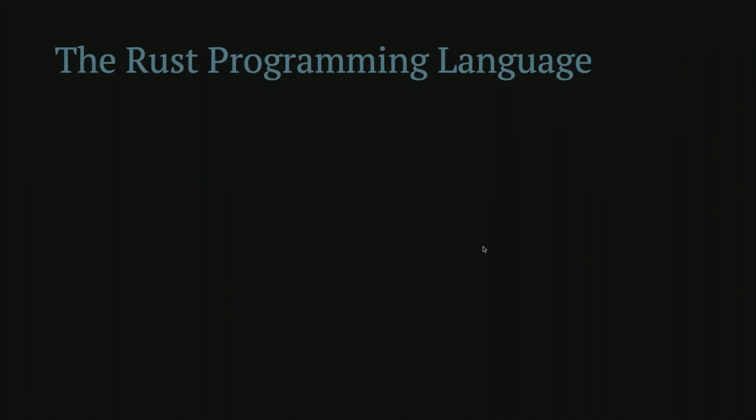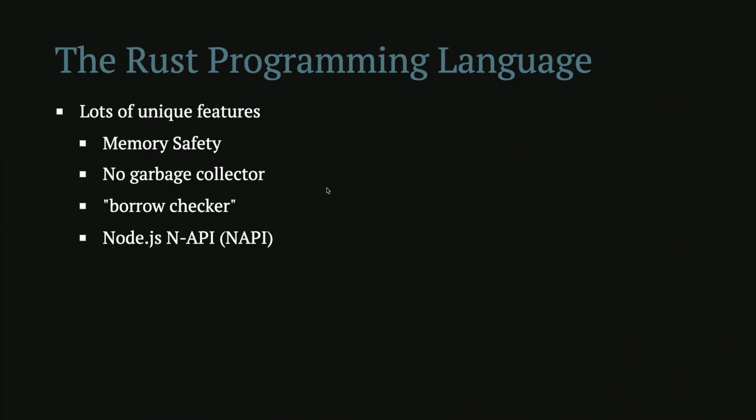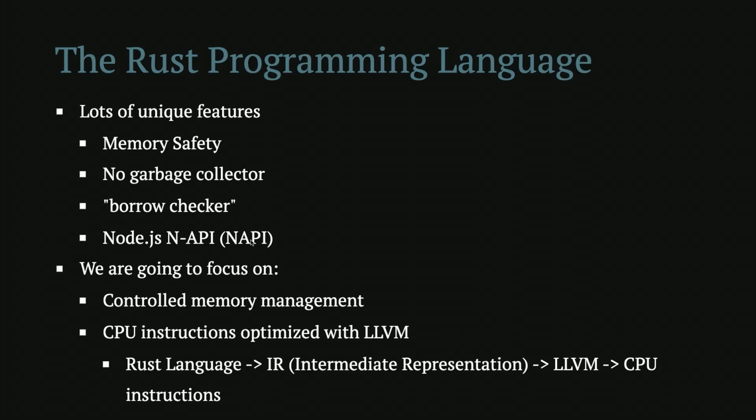So this comes to the Rust programming language. It has lots of unique features, such as memory safety, no garbage collector, a very difficult thing called the borrow checker, and Node.js NAPI integration. For this talk, I'm going to focus on controlled memory management, and CPU instructions in Rust are optimized with LLVM. The whole compiler pipeline goes from the Rust language to an intermediate representation to LLVM. Then you have a CPU instruction that you actually execute on your computer.